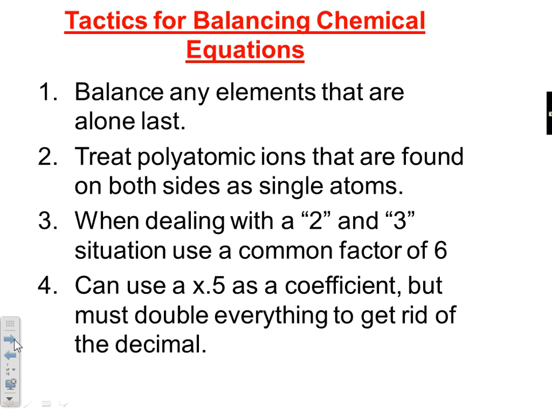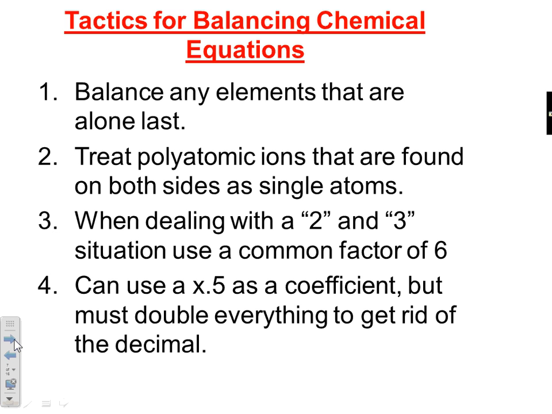So, balance any elements that are alone. Do them last, because if you put a number in front of it, you don't change anything else. It just changes that thing. So if you've got metals, do them last. If you've got a Hofbrinkel, do it last. If you've got a metal and the Hofbrinkel gas, do the metal last and this one second last, because it's got a 2 with it. So you have to do it in order, but do anything that's by itself last.